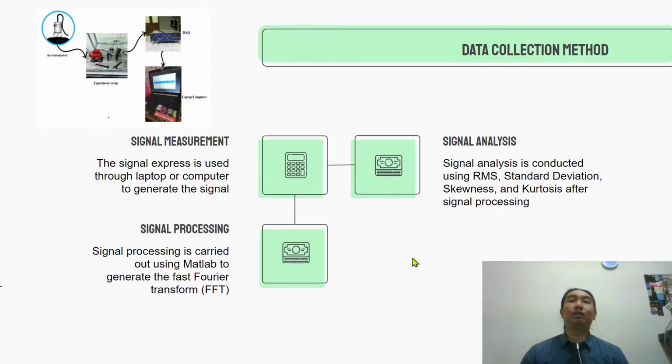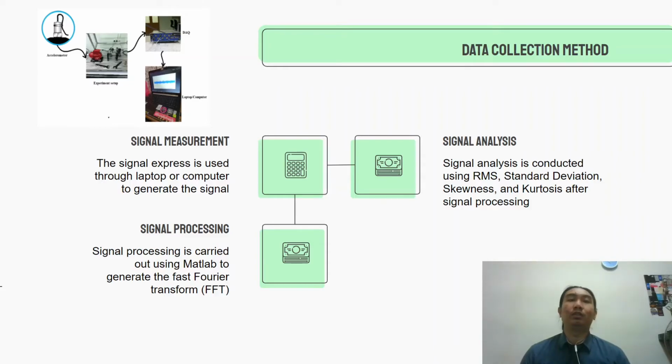Next, we move on to the data collection method. Firstly, signal measurement. Signal measurement is done through a laptop computer to generate the signal. From the experimental setup, we put an accelerometer that connects to the DAQ, which transfers the signal to the laptop. And then we move on to signal processing, which is carried out using MATLAB to generate the fast Fourier transform.